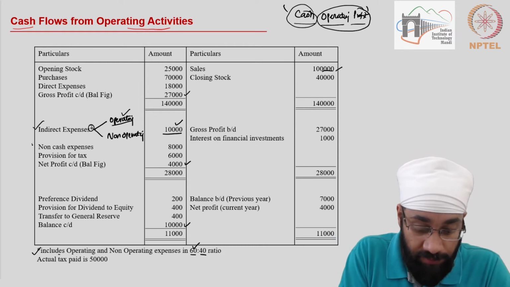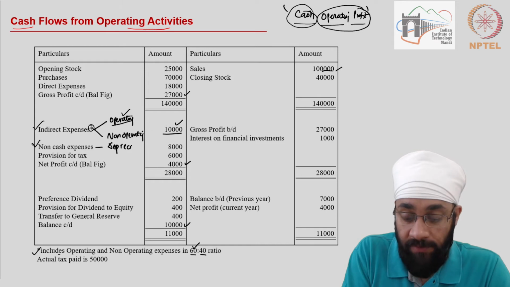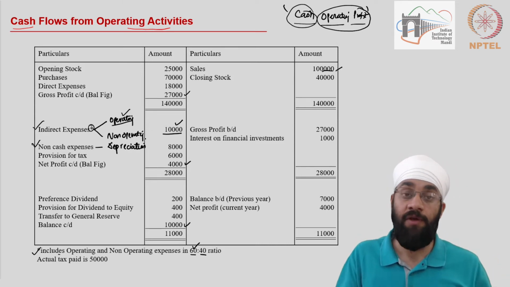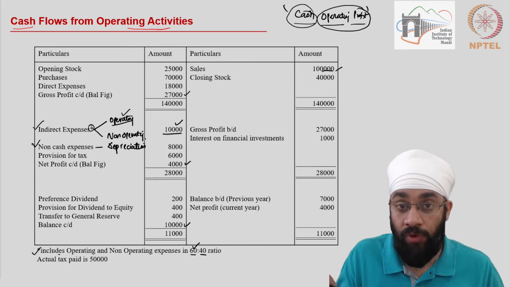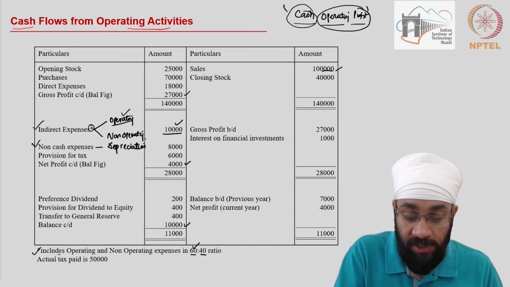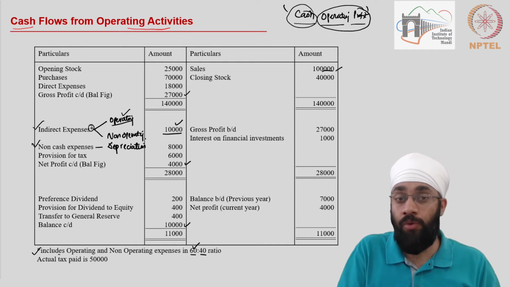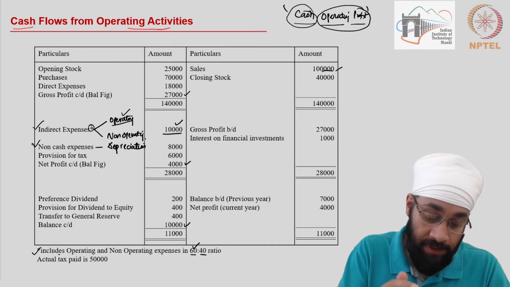Alright. Then you have non-cash expenses. What are non-cash expenses? This is possibly the depreciation. We are interested in figuring out cash profit. So cash profit is going to be equal to cash incomes minus cash expenses. Depreciation is a non-cash expense. So we are going to ignore it. We are not going to write it in the new statement that we are preparing.